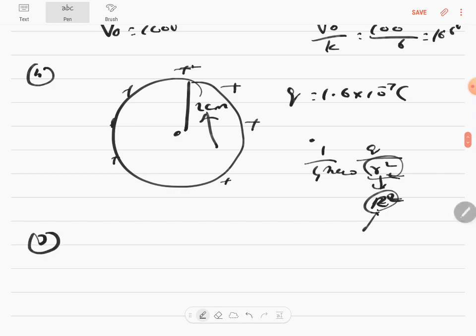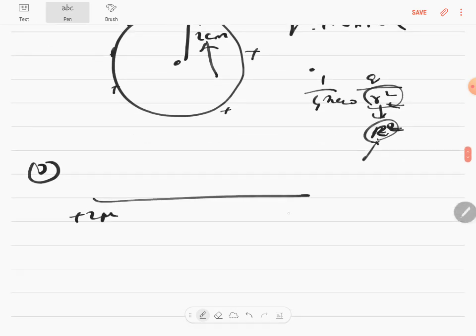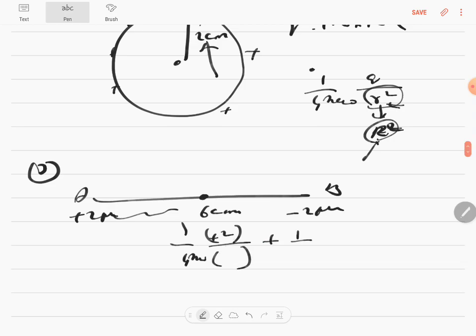The third question that I want to do: two charges plus 2 microcoulomb and minus 2 microcoulomb are placed at A and B, 6 centimeter apart, 6 into 10 to the power minus 2 meters. Identify the equipotential surface of the system. You know that the potential at the center will obviously be 0 at exactly the center because it is a dipole. Because it's 1 by 4 pi epsilon naught into plus 2 microcoulomb by this distance, and this will be 1 by 4 pi epsilon naught into minus 2 microcoulomb by half the distance, exactly the midpoint. Because of the negative charge in the dipole, these two get cancelled. So potential at exactly the midpoint of the dipole is 0.